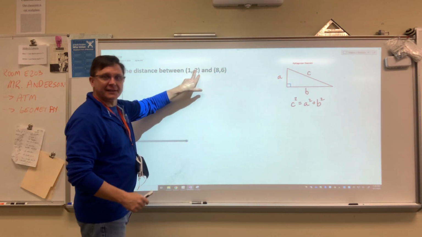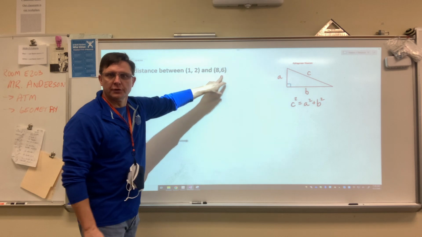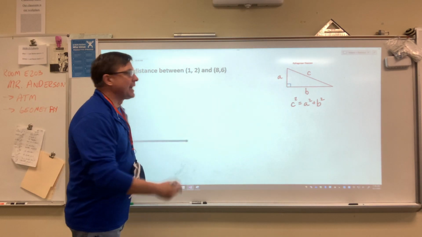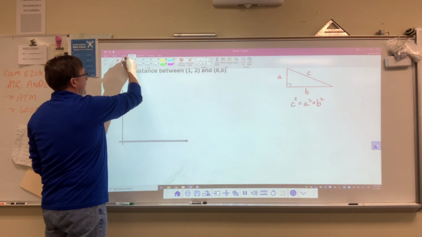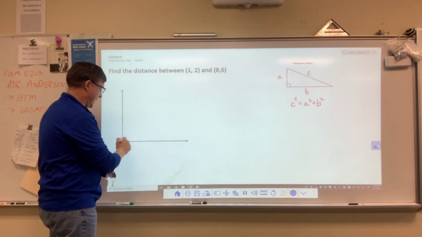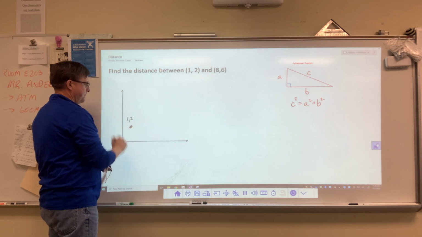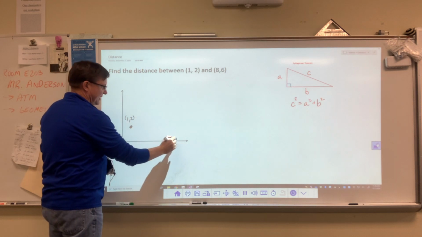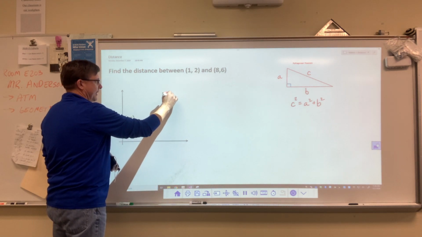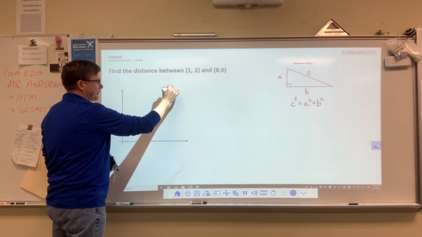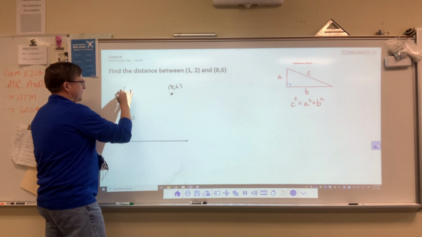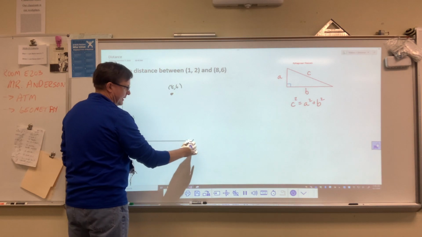Alright, so we're going to find the distance between point (1, 2) and point (8, 6). And I am going to graph those. And I'm going to do kind of a mediocre job. (1, 2) is about right here. (8, 6) is about right here. Both are located in the first quadrant. I should label our axes here.